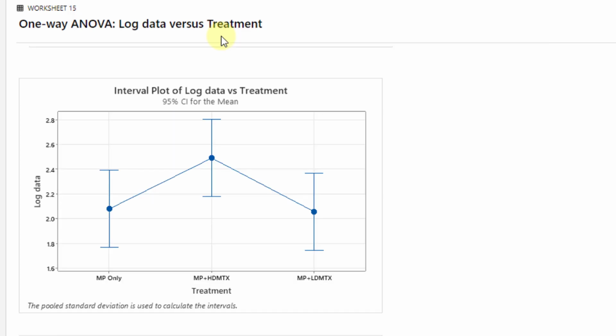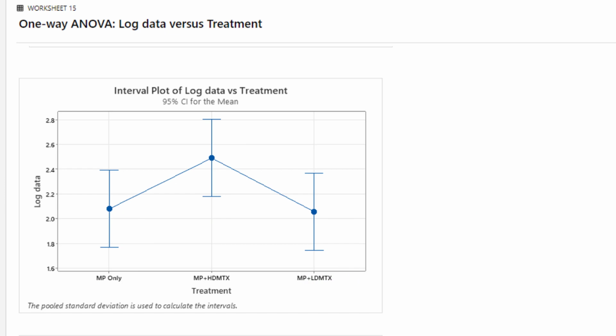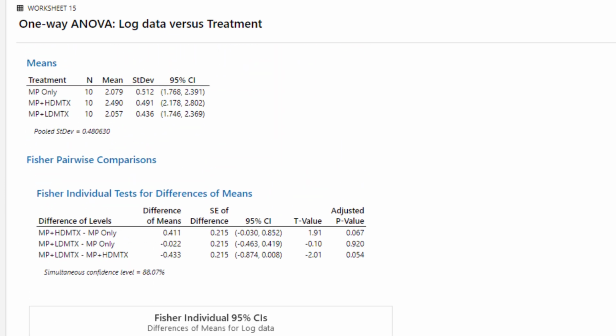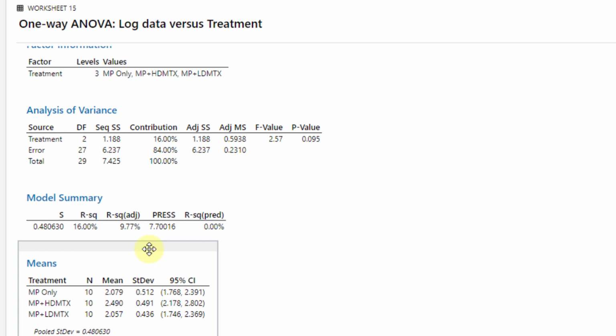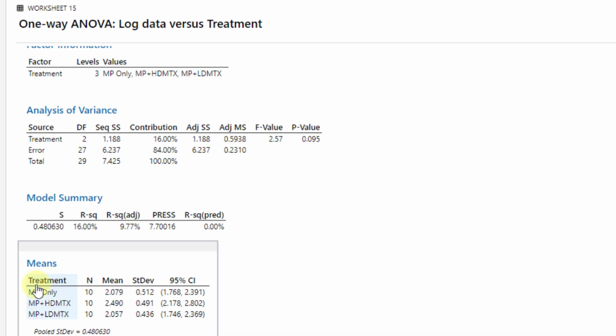Although there is no statistically significant difference between the treatments, however, if you want to decide which one is better, you can say that MP plus HD MTX is maximizing the response value. If the objective is to minimize, then both MP only and MP plus LD MTX are equal. If we go slightly up, here we can see the R square. So only 9.77% variation in the response has been explained by the 3 treatments we have taken in our question.